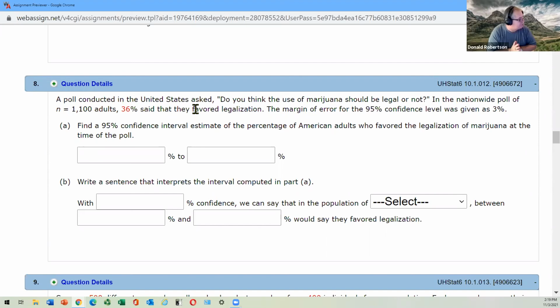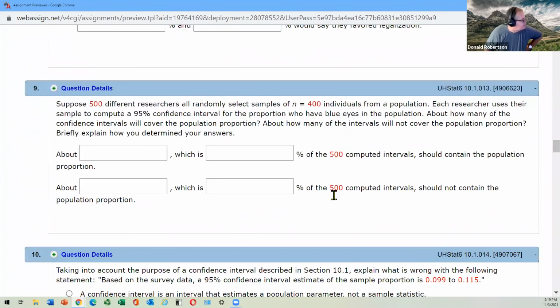Right, a poll conducted in America. Do you think the use of marijuana should be legal or not? In a nationwide poll of this many adults, 37% said they favoured it, and the margin of error was 3%. Oh, I don't think I want to do that one. Isn't that a direct copy of an earlier question, just different numbers? So nothing in there.